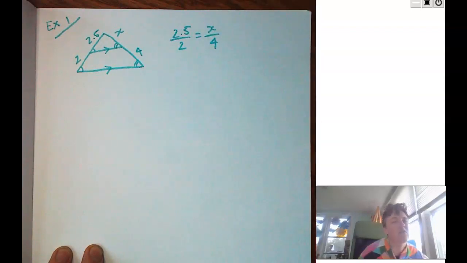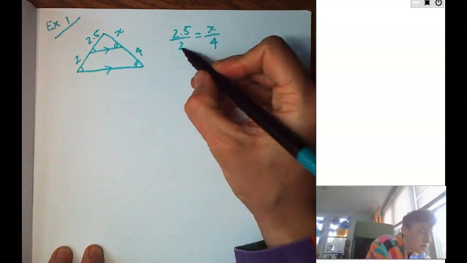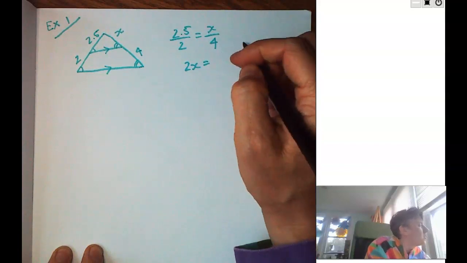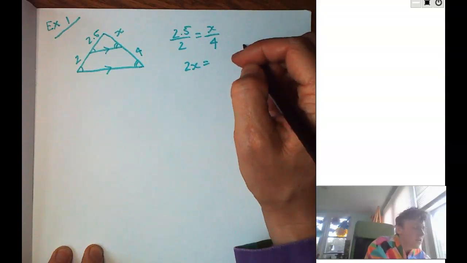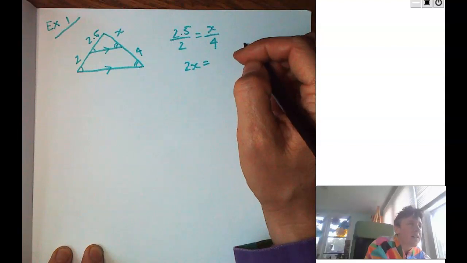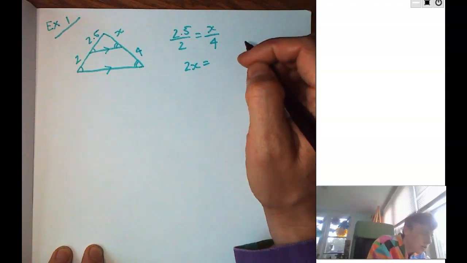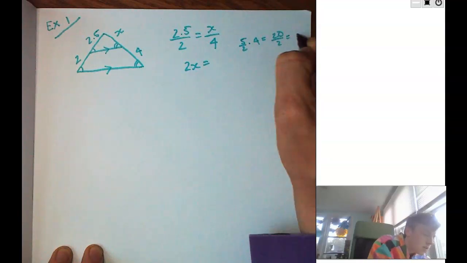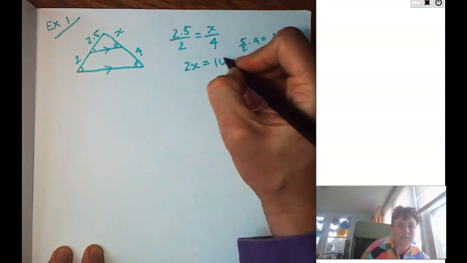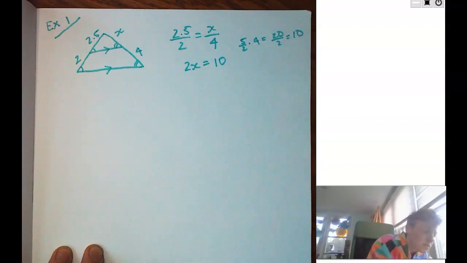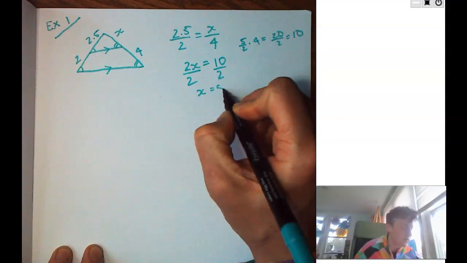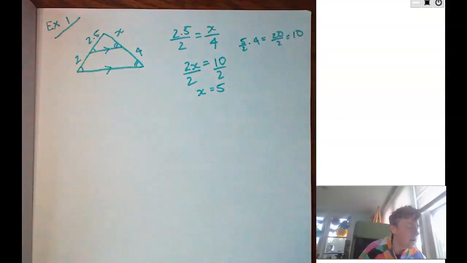And I know how to solve these. You know how to solve these. We're just going to cross multiply. 2 times x, 2x, equals 2.5 times 4. What in the world? 2.5 times 4 is like 5 over 2 times 4. 20 over 2 is like 10. Oh, cool. 2x equals 10. And then I know what x equals. X equals 5. X totally equals 5.